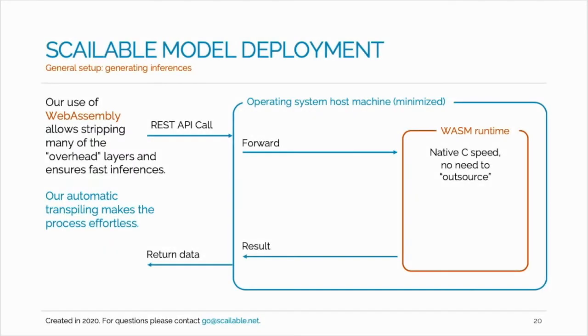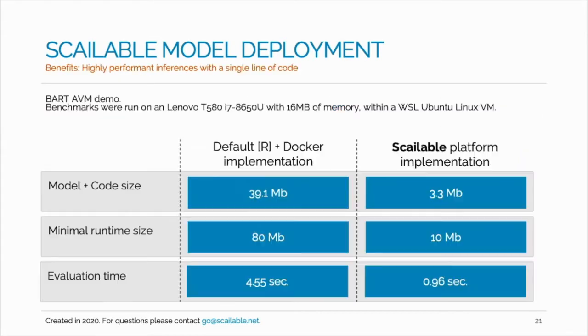Just to understand where this speed increase actually comes from, one of the main things is the stripping of all of these layers. And then it's good to understand how much increase in speed and in memory you would actually get. Here is a simple comparison of running an R-BART model, so Bayesian additive regression trees, in a Docker container versus transpiling it to WebAssembly and running it on the Scailable platform.